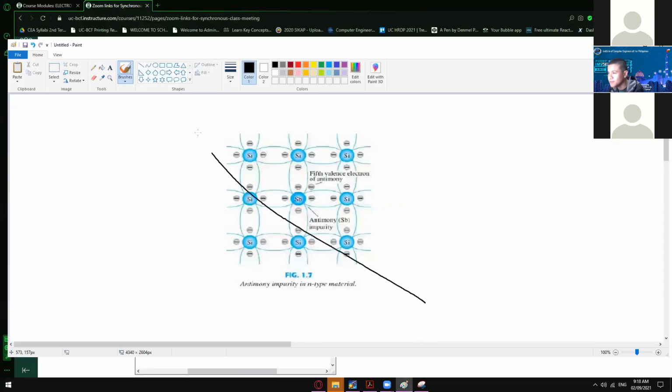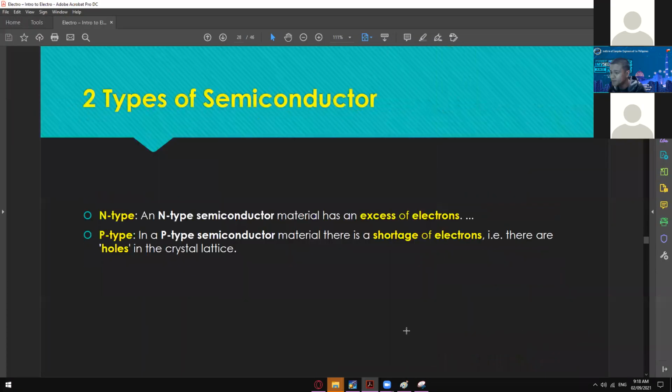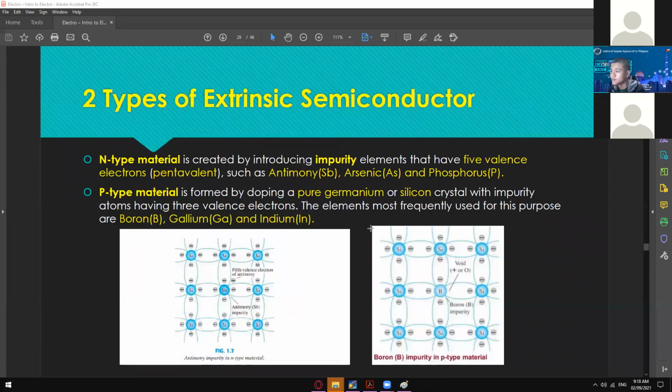If you have this kind of combination or element, it's not pure perfect silicon anymore. It's now falling on the insulator part. That is why antimony is not used as a semiconductor. The same with the other one.